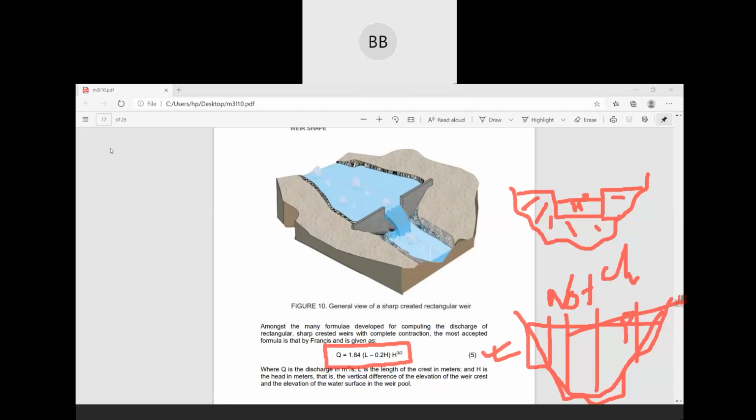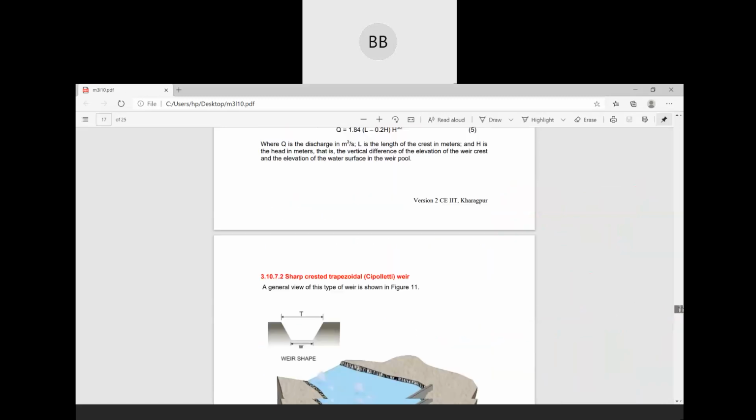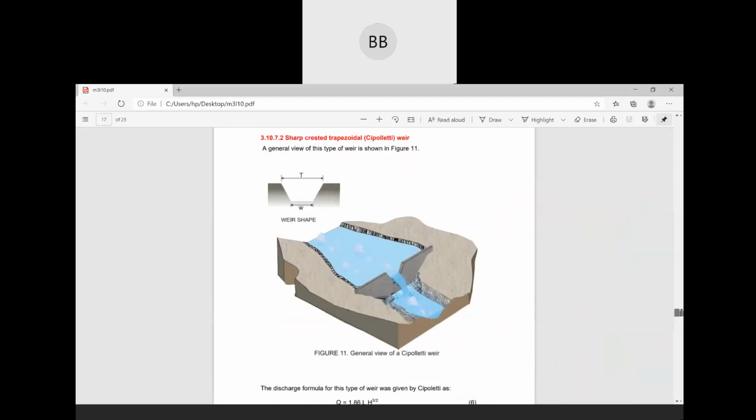Okay, then we will move on to the next type. This is also a sharp crested weir, but the shape is trapezoidal. This is the width of the channel, and this is the top width. This is also a sharp crested weir, but the shape of that section is trapezoidal.